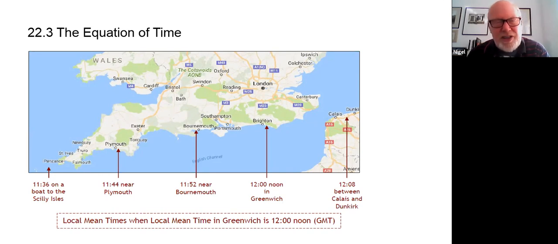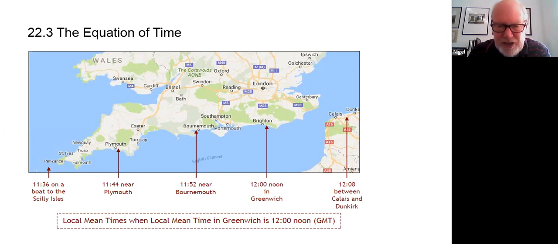Because if you can imagine that this map is rotating from left to right, the sun is actually moving from right to left, isn't it? The sun's actually moving from right to left. So you can imagine an imaginary sun just moving across from right to left. So if it's 12 o'clock noon in Greenwich, it isn't noon yet in Bournemouth because the sun hasn't reached there. It's still 11:52.